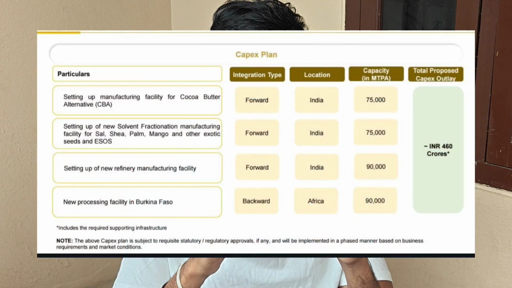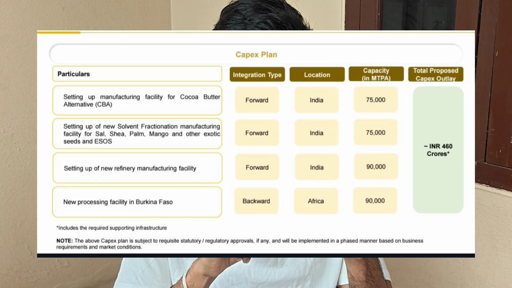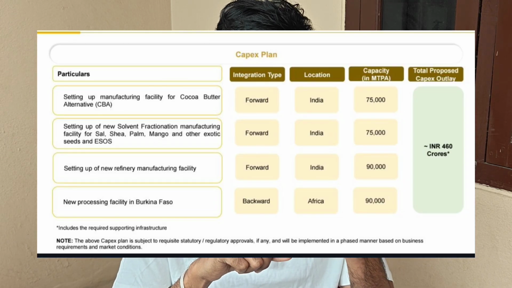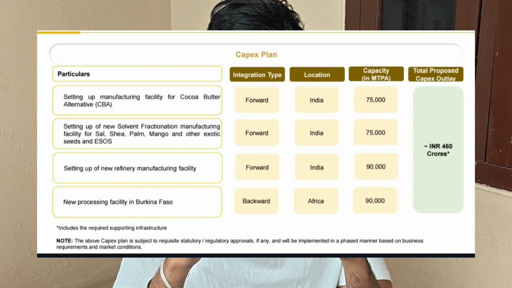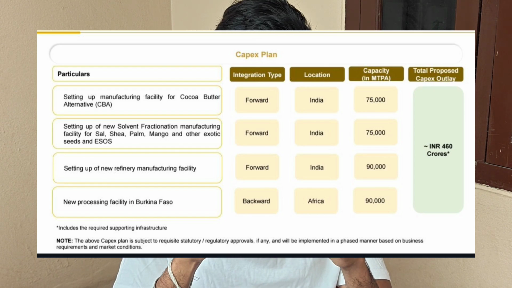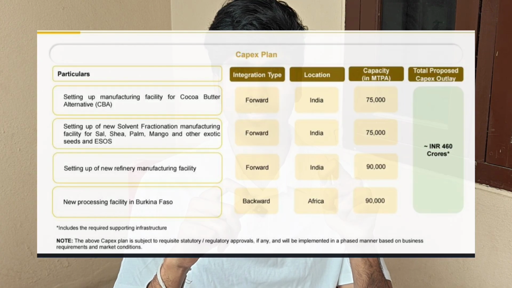They also want to set up a new solvent fractionation manufacturing facility for sal, shea, palm, mango, kokum, and all other exotic seeds. It is also the same actually. These both come under forward integration, and these both are common. The 75,000 capacity is common for both of these. Now talking about the third thing, they also want to set up the new refining capacity of 90,000. I guess the cumulative will go to 90,000. That might be the new 90,000 as well.